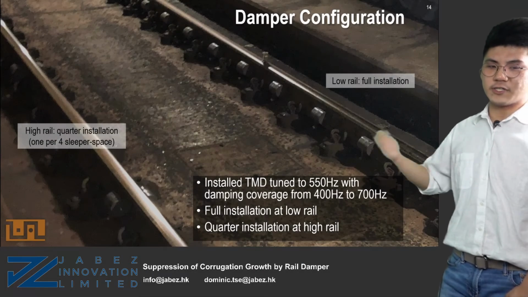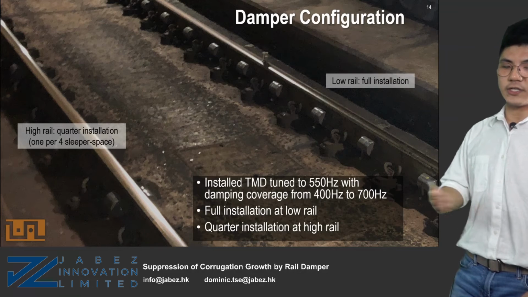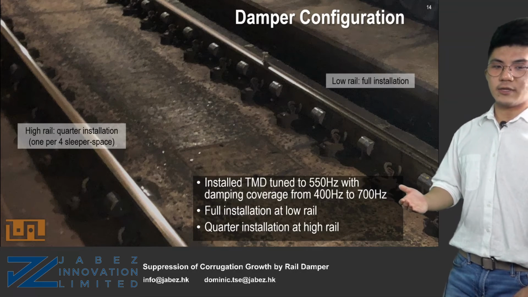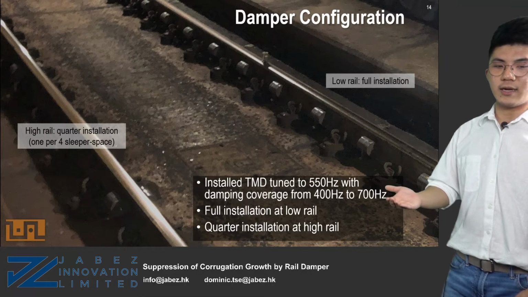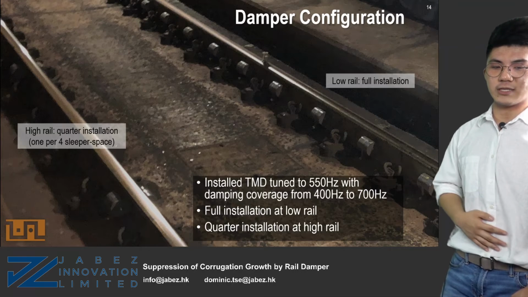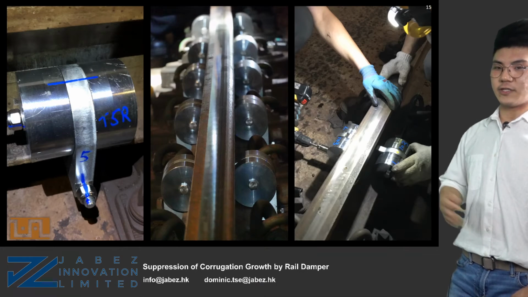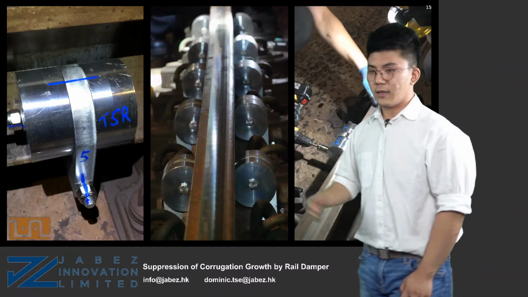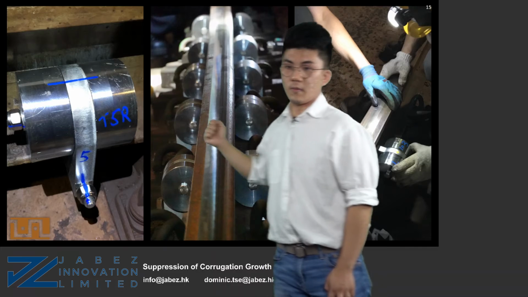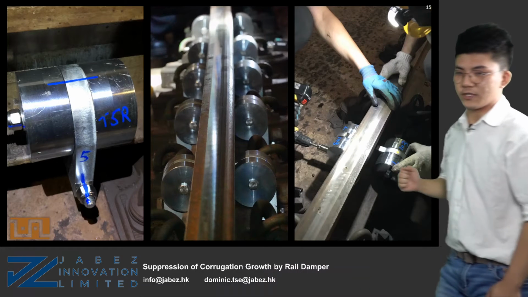So the dampers installed were tuned to 550 Hz with a damping coverage of 400 to 700 Hz. Dampers were installed at each spacing between the sleepers at the low rail, while for the high rail, dampers were installed at each fourth spacing between sleepers. Here are some more detailed photos of the damper installed. Our damper has a reference line to monitor the oscillator movement, and here's a full installation photo and also the installation process.